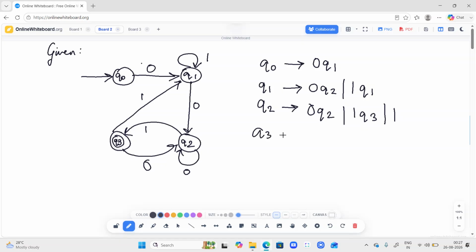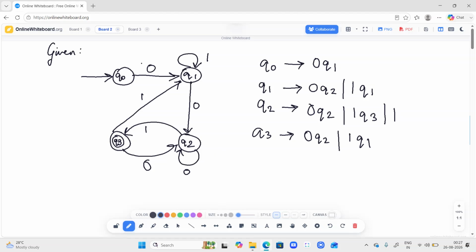Then you have state Q3. Look at the transitions of Q3. Q3 on 0 will take you to Q2. So on 0, it goes to Q2. Q3 on 1 will take you to Q1. So these are the productions for this DFA which is given.